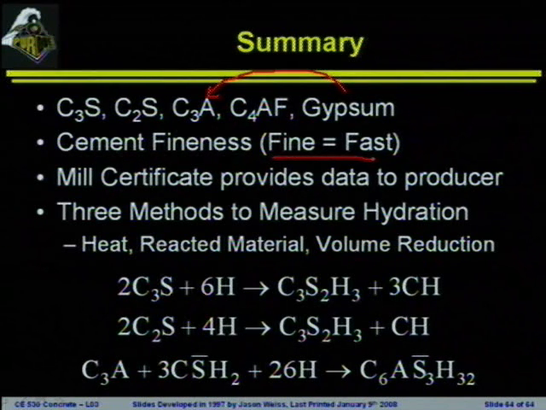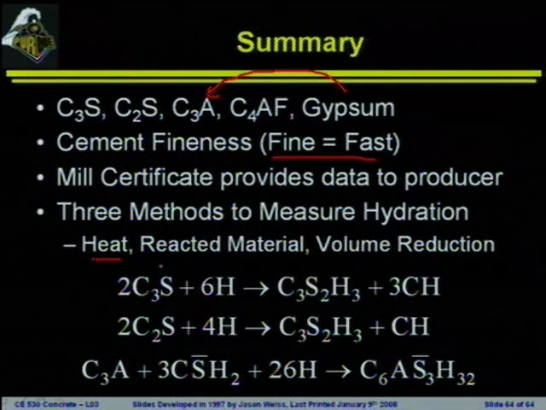The finer the cement is, the faster it's typically going to react. The mill certificate is information that's going to be provided to the producer or the contractor. This is an important thing to be checking if you're trying to trace down what problems might be. It's an important quality control process to be keeping this material, to make you alert or aware if something else may be happening. We talked about 3 methods that are out there to measure the hydration.